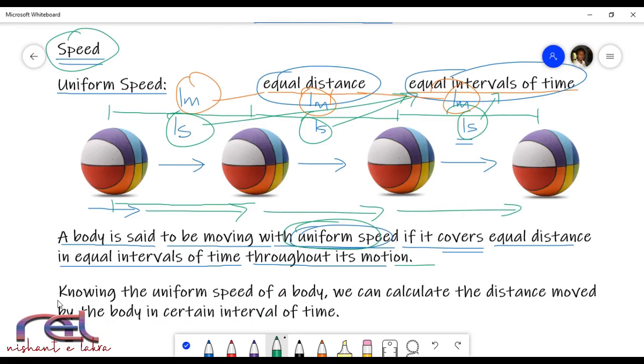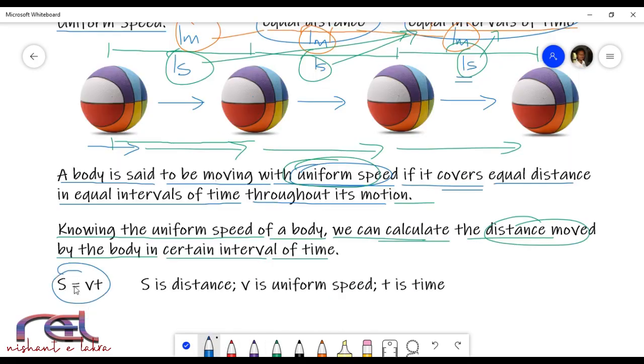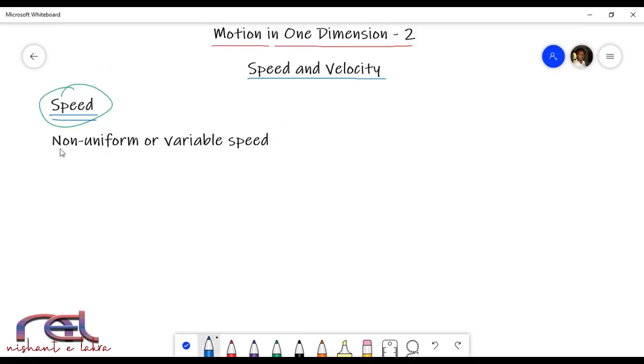Now, knowing the uniform speed of a body, we can also calculate the distance moved by the body in a certain interval of time. Distance, the symbol is capital S, is equal to v times t, where lowercase v represents uniform speed and t represents time. So when we know the uniform speed and time, we can also calculate distance. I hope you understood that.